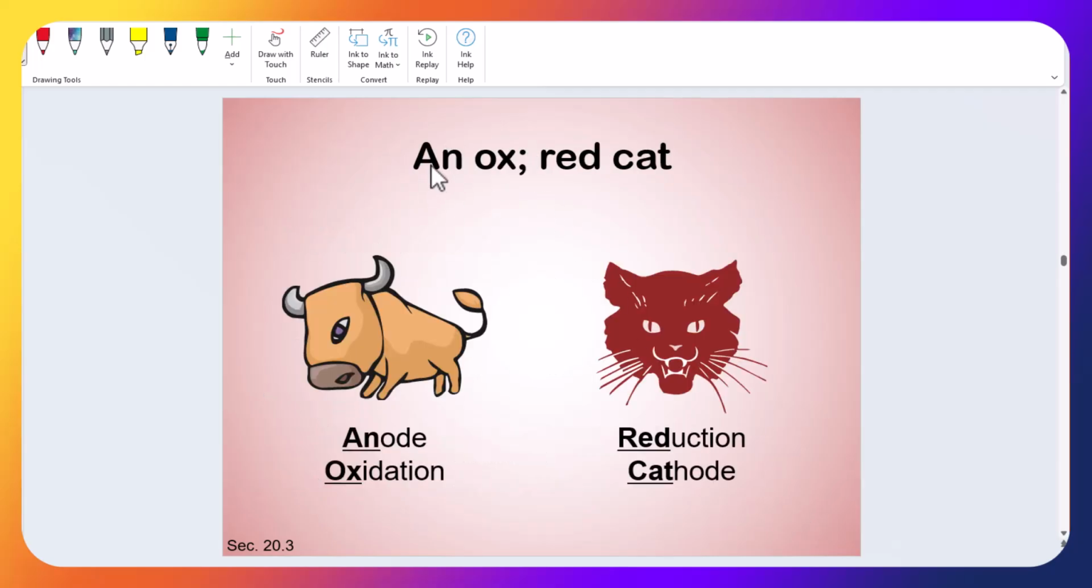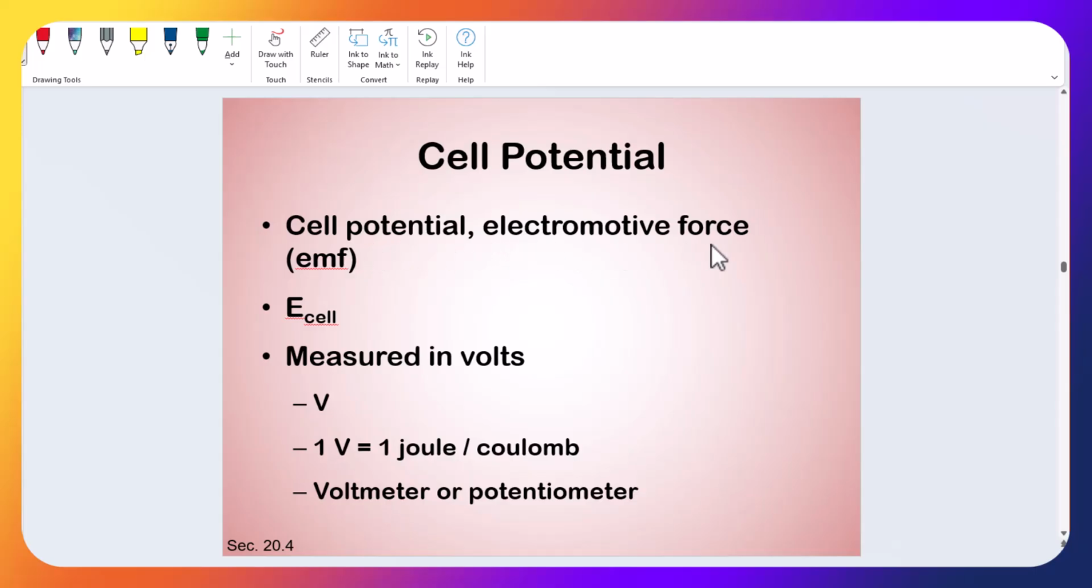So here's a handy mnemonic. An ox, red cat. Anode oxidation. Reduction, cathode. So reduction, cathode, anode oxidation. All right. Cell potential is the electromotive force. That's the voltage. E of the cell is the cell potential. It's measured in volts, which we use the symbol capital V. So 1 volt is equal to 1 joule per coulomb. That may come into play a little bit later, but just remember, voltage is a measure of electrical potential. A voltmeter or potentiometer is what we use to measure voltage.